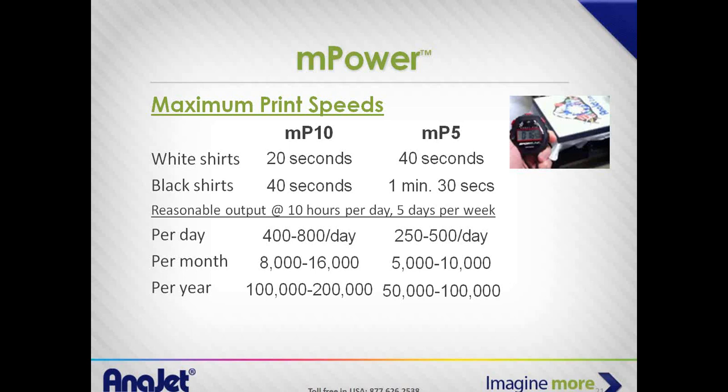So as you can see here, white shirts, print those in 20 seconds, normal graphic like you see there in the diagram on the right. That same shirt on the MP5 will take 40 seconds. Black shirts, which require a 2-print process, one to lay down the white ink and then the second pass to lay down the colored ink, is going to increase your time. And again, as we've demonstrated here, that could be 40 seconds now for that graphic, which would now result in 1 minute 30 seconds for the MP5.